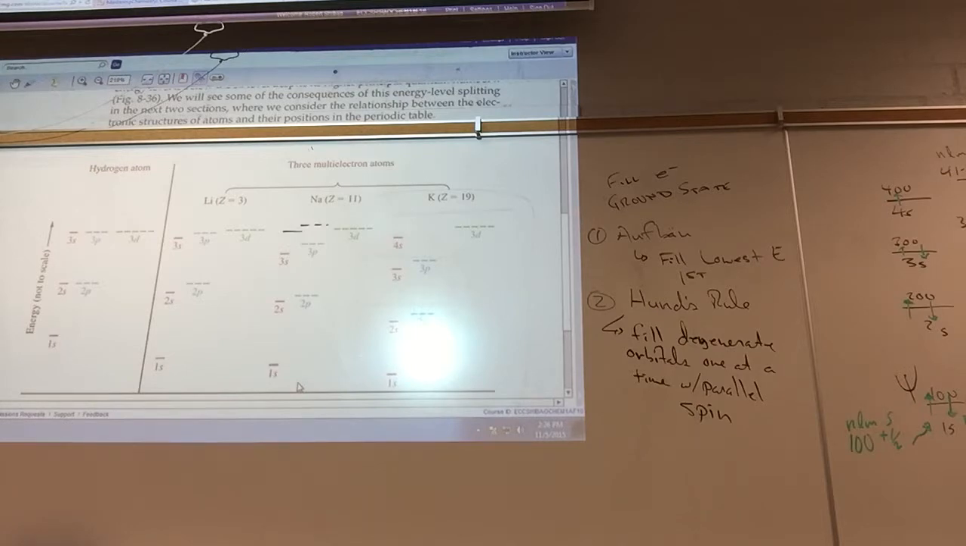And then, actually, take a look. After potassium comes calcium, right? The 4s2. And then we go to scandium. Scandium is going to have another electron. That next electron doesn't go into the 4p. The next electron goes into the 3d. And so you can see it here on the periodic table.